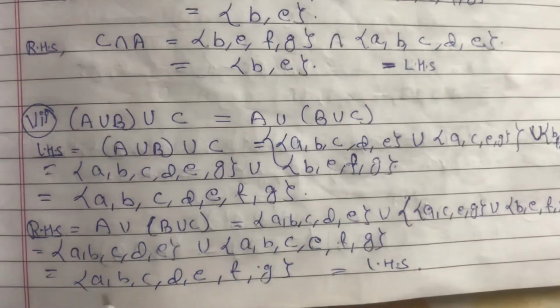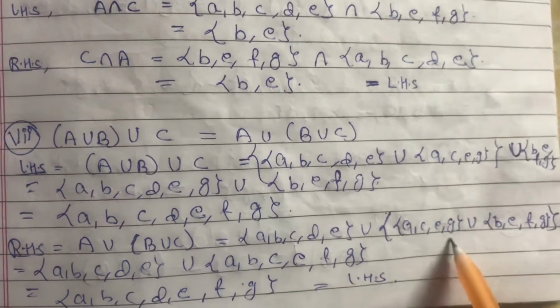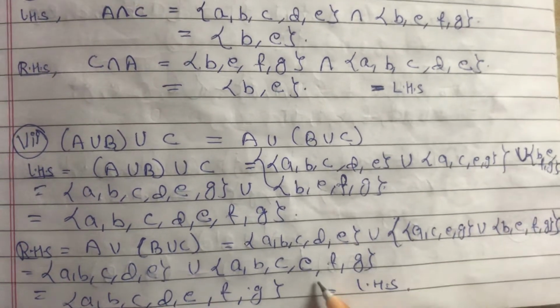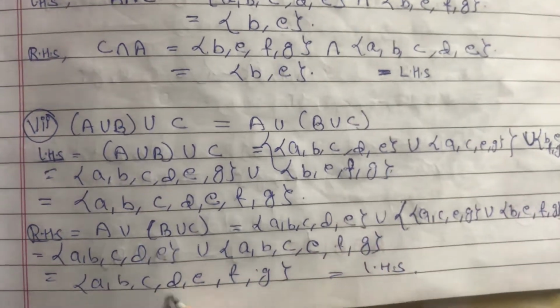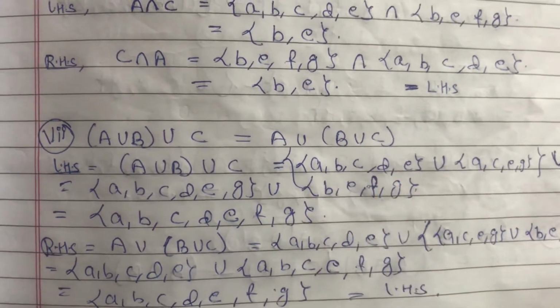So here, if we write it like this, first I'll find this one, that is B union C. List all the elements present in both the sets without repetition. I'll get this one, union this. Again I'll perform the union and finally I'll get the answer, which is equal to my LHS, therefore verified. Moving to the next.